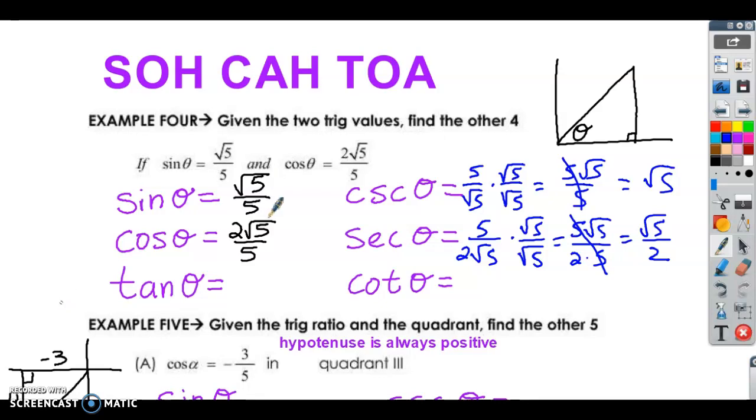But once I flipped them, now I have a radical in the denominator, which then I have to rationalize, simplify as much as I can, and there's your answer. So I did that for both of those.